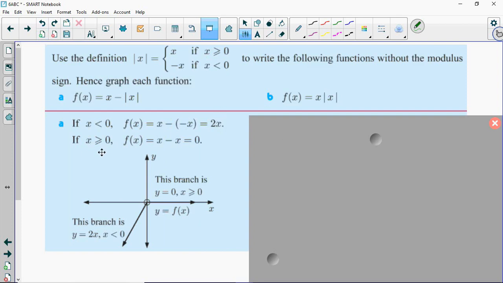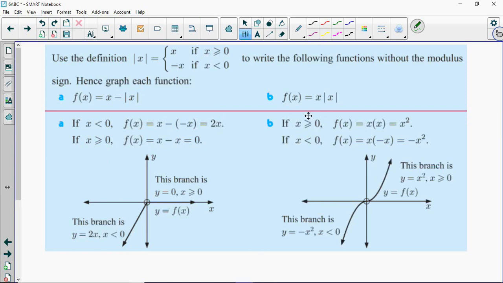When x is greater than or equal to 0, we have x minus the absolute value of x, which is just x whenever x is greater than or equal to 0. x minus x is 0. So our new function looks like this. We've got 2x, the line 2x here until we get to x equals 0. And then from there on, we have just y equals 0. We'll do the same thing for this other one.